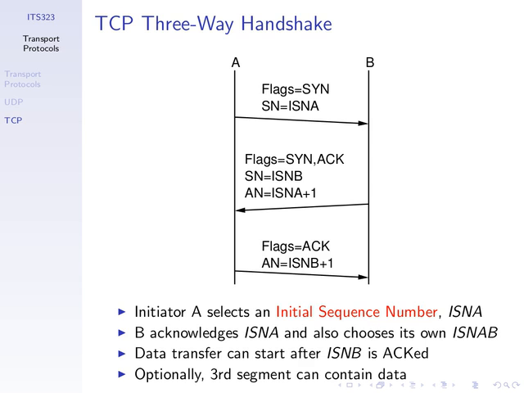It can be unsuccessful. B could say, no, I don't want it to connect. So there are some other messages that are exchanged in that case. We just focus on the successful case.